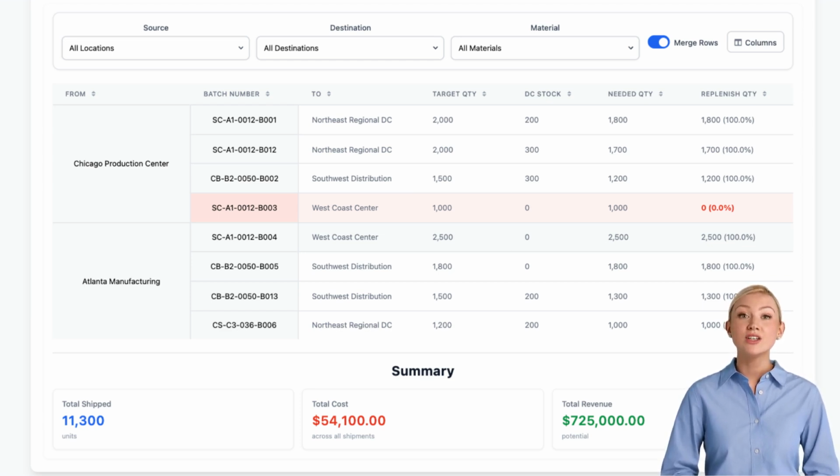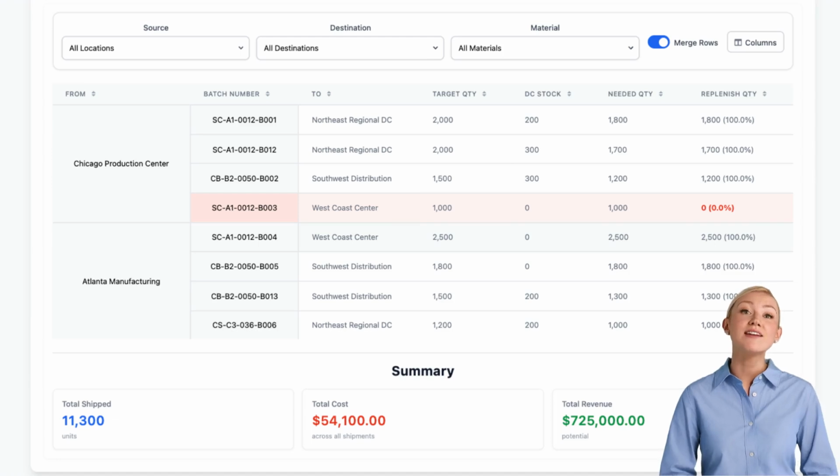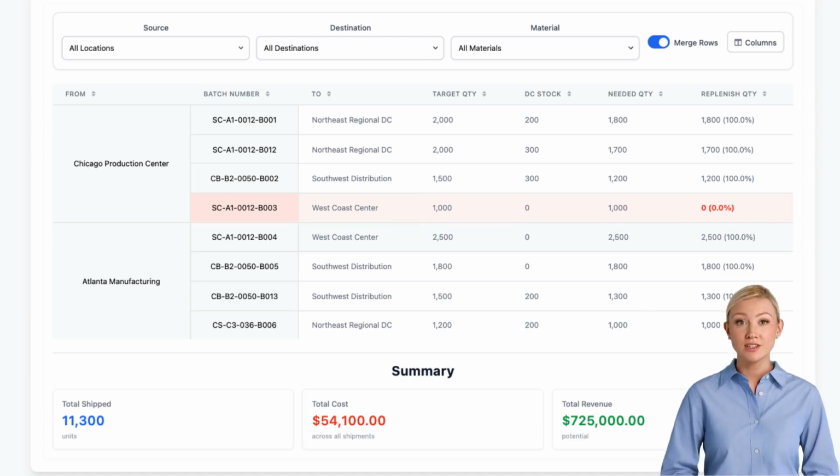Behind the scenes, our system continuously scans every batch at each distribution center, checking production dates against shelf life and best before parameters, automatically flagging and deducting expired units before any replenishment calculations begin. This real-time inventory quality assessment runs every time the optimization engine processes demand, ensuring the distribution center stock numbers you see have already been cleansed of unusable inventory.